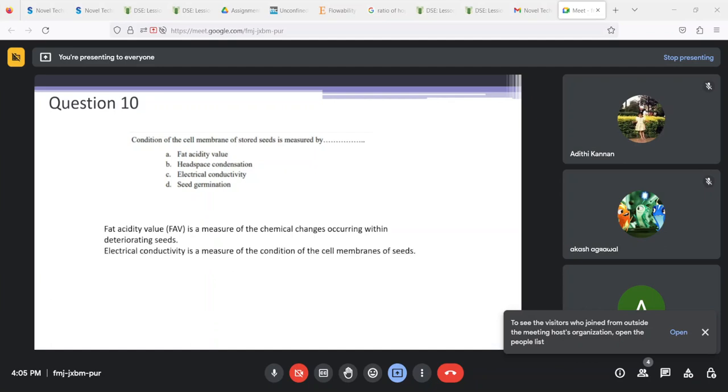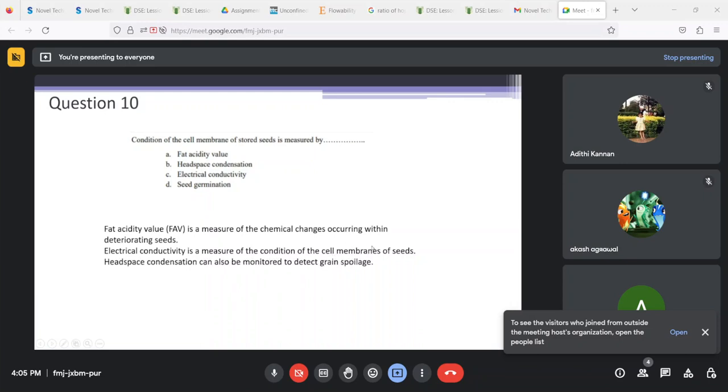The other one is the electrical conductivity, that will tell you the condition of the cell membranes of the seeds. Generally cell membranes have a certain conductivity when they are intact. So based on the electrical conductivity of the cell membrane, there is a difference between when the cell membrane is intact and when it is ruptured. Based on this difference in the electrical conductivity, you can figure out if the cell membranes of the seeds are intact or not. So electrical conductivity is the one that is used to measure the condition of the cell membrane of the stored seeds.